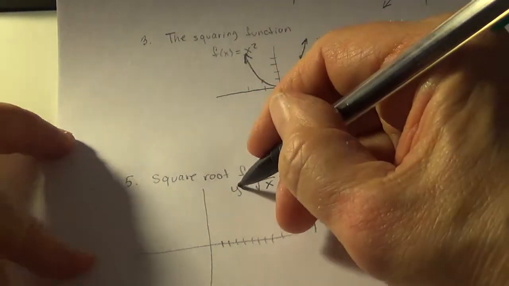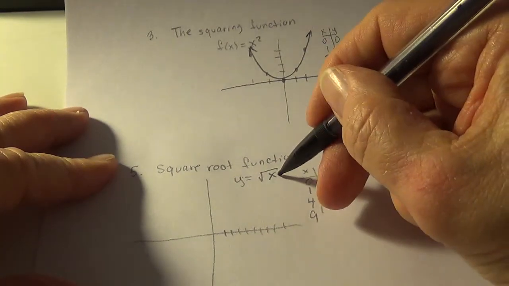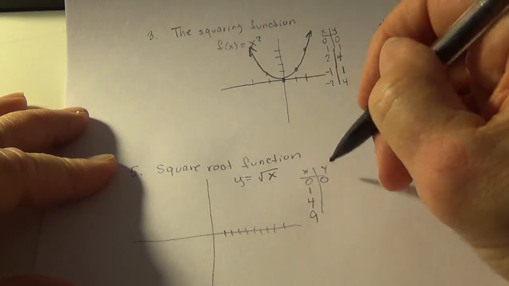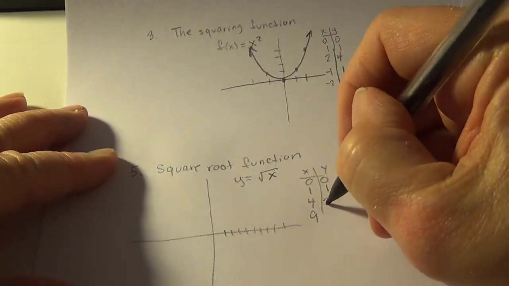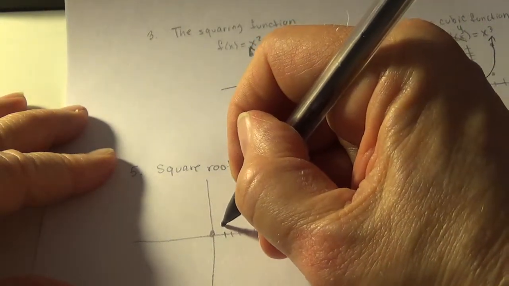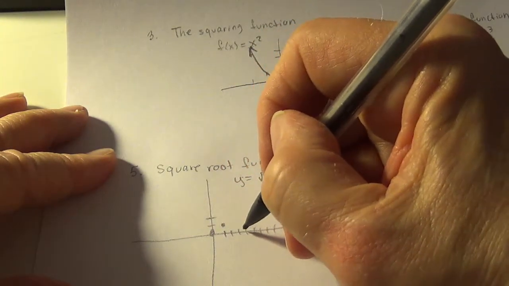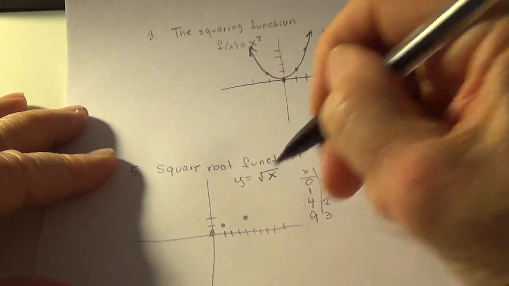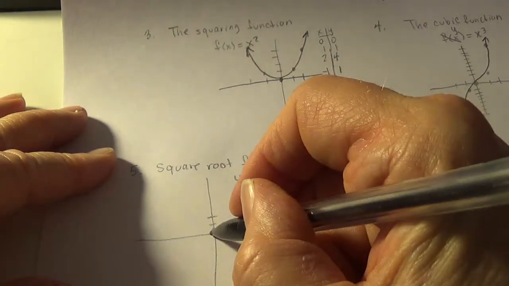And we can write that as f of x. So 0, square root of 0 is 0, square root of 1 is 1, square root of 4 is 2, and the square root of 9 is 3. 0, 0, 1, 1, 4, 2, 9, 3. So it starts abruptly here.